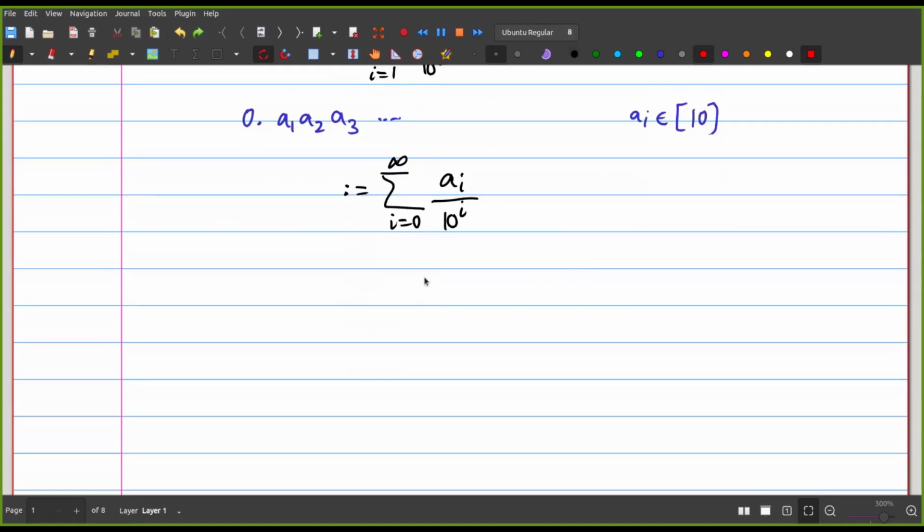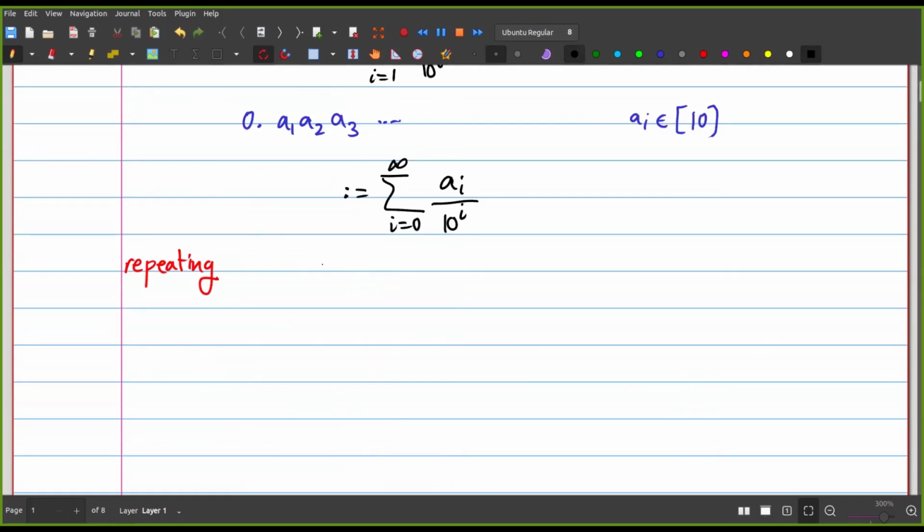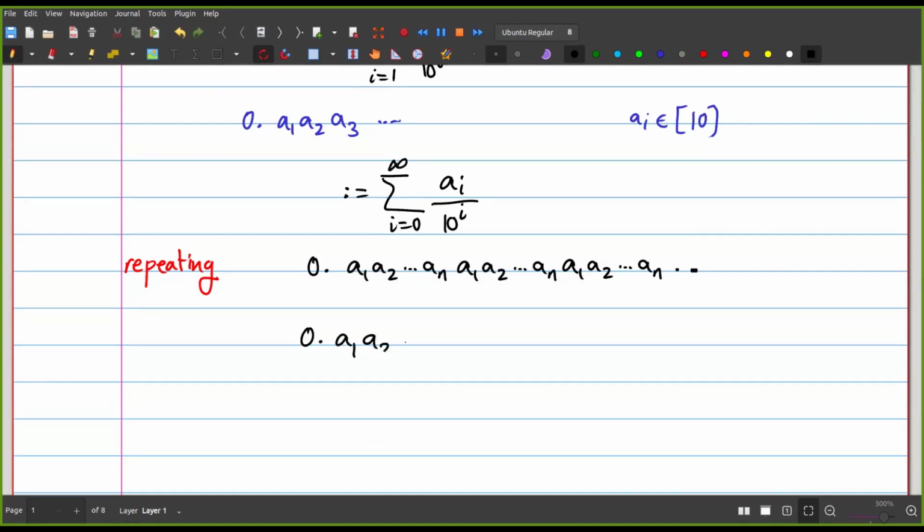But I can also define a repeating pattern. So I have a repeating decimal expansion if my decimal expansion looks something like this. So I have 0 point, and then I have A1, A2 to AN, let's say. And then I have the same thing repeating. So after this, I have another copy of A1, A2 to AN, then another copy, and so on. And this goes on forever. So I would actually write this as 0 point A1, A2 to AN, and I will just add a bar here, which means that A1 to AN is repeating.